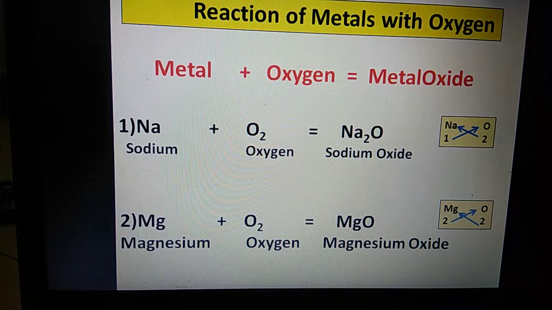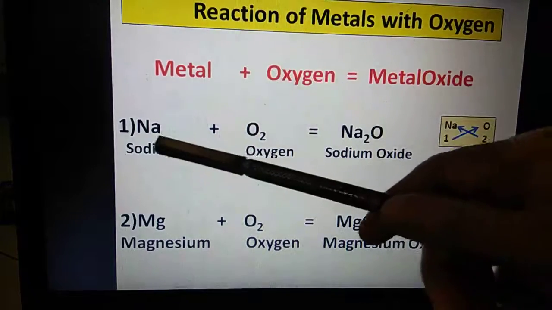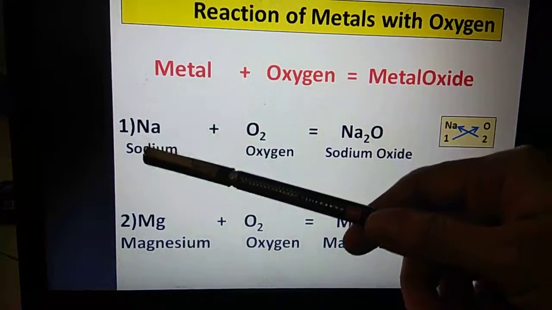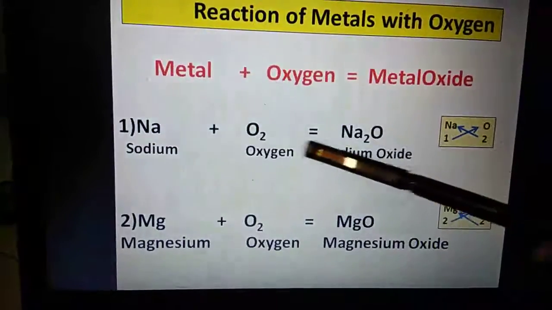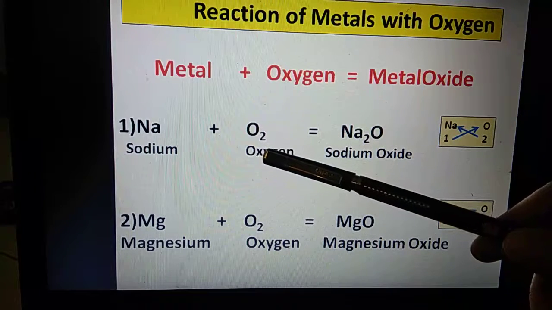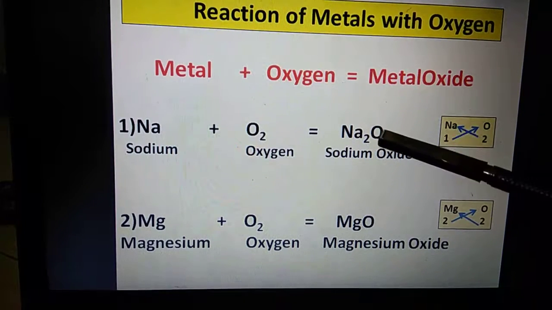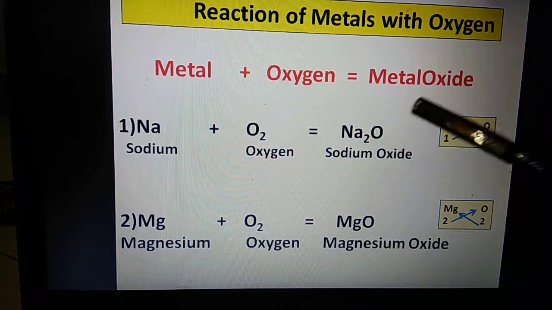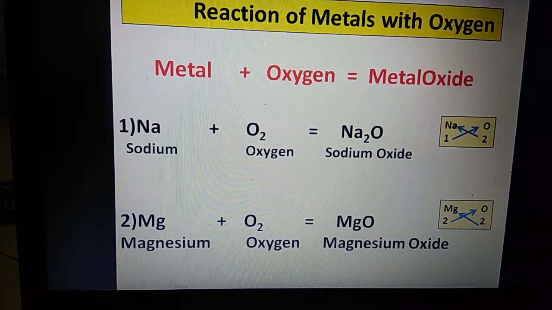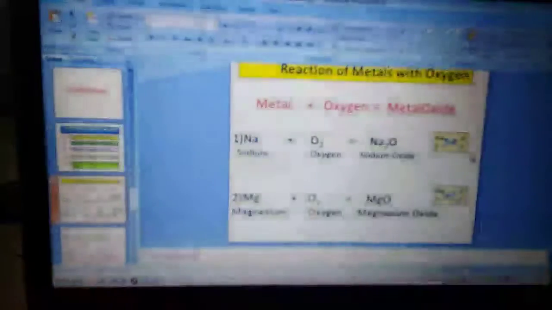Now children, we have not balanced this reaction. So now here you can see the number of atoms of sodium is 1. Here the number of atoms of oxygen is 2. Right? But on the right side you will see sodium is 2 and oxygen is only 1. So what do I have to do? I have to balance the equation.